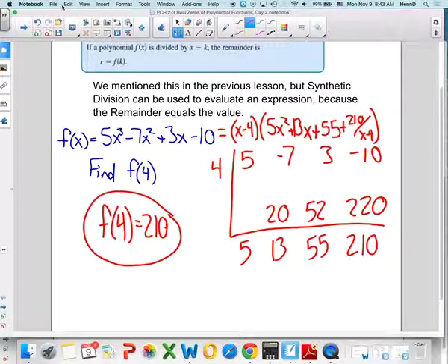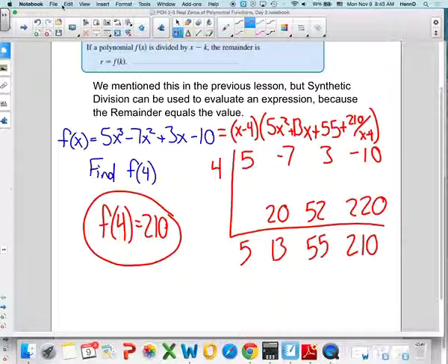Now, probably the question that has come into your mind as we've done this, and we've kind of mentioned already, is, well, if I were trying to factor this, how would I know to try to divide by, say, an x minus 4? Or where are they getting these factors from? Well, we have a theorem, and this is where we're going to spend the majority of our time today.